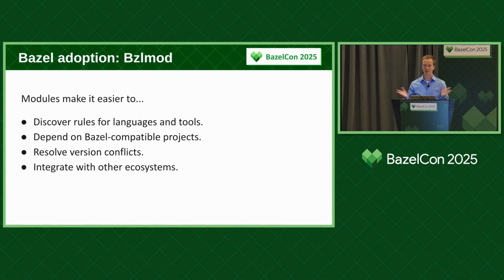First, most obviously, if you're looking for Bazel support for your language or your tool, anything that you want to add, you can find that now by searching registry.bazel.build very easily. And adding a new dependency is easy too. In most cases, it's just adding a bazel_dep line to your MODULE.bazel file.